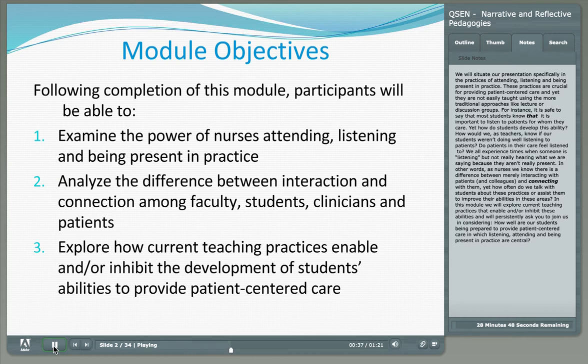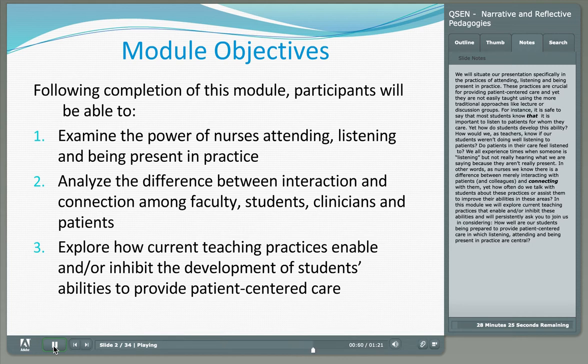We all experience times when someone's listening but not really hearing what we're saying because they aren't really present. In other words, as nurses, we know there's a difference between merely interacting with patients or interacting with our colleagues and connecting with them. Yet, how often do we talk to students about these practices or assist them to improve their abilities in these areas?